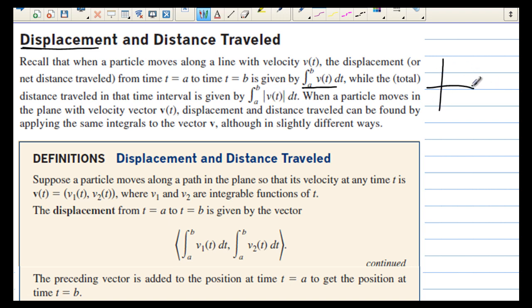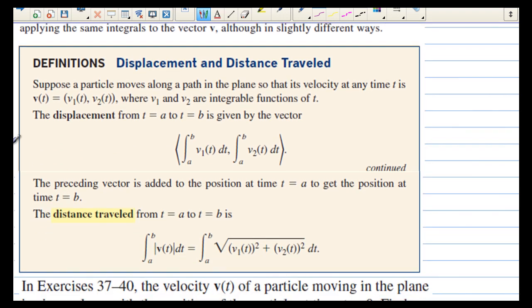Remember, if we have a function and it is below the x-axis, if you take the absolute value of this function, now it puts it above the x-axis. So then you're finding all positive area. Well, that's what absolute value does. When a particle moves in the plane with velocity vector v, displacement and distance traveled can be found by applying the same integrals to the vector v, although in slightly different ways. And it's very slightly, actually.